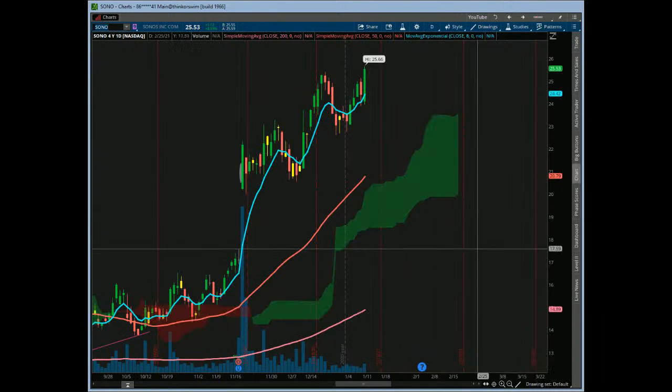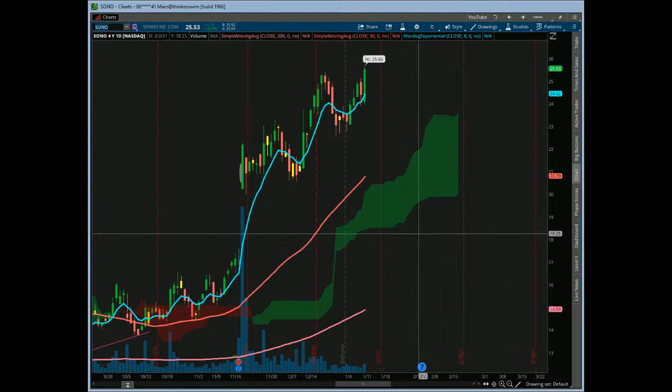And then Sono. Wow, that one looks just like the Car that we looked at a little bit earlier. Yeah, nice candle on that one too. So again, with fresh highs on Sono, let's see if we can get any continuation on that one.